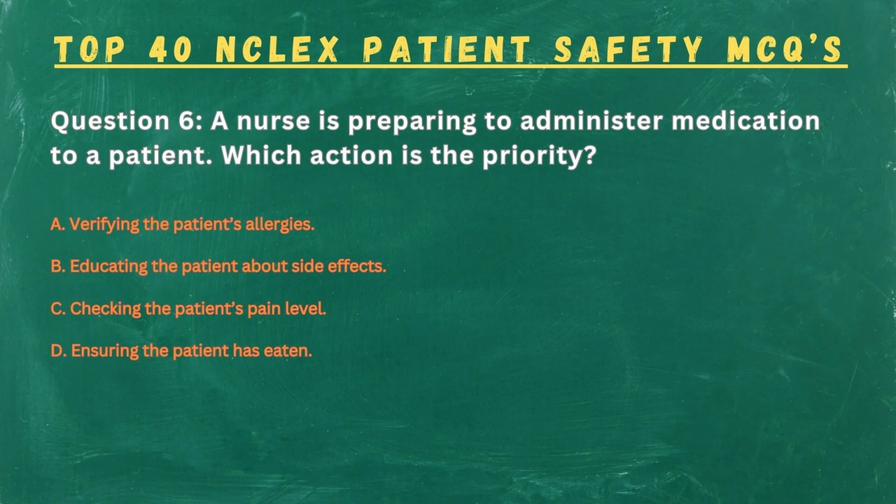Question 6. A nurse is preparing to administer medication to a patient. Which action is the priority? A. Verifying the patient's allergies. B. Educating the patient about side effects. C. Checking the patient's pain level. D. Ensuring the patient has eaten. Answer. A. Verifying the patient's allergies.